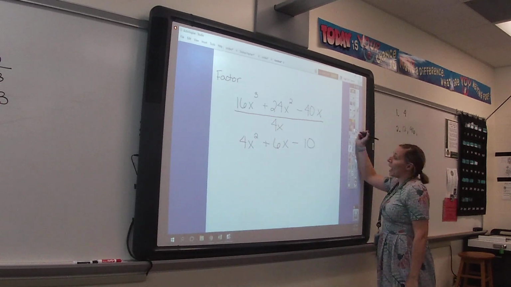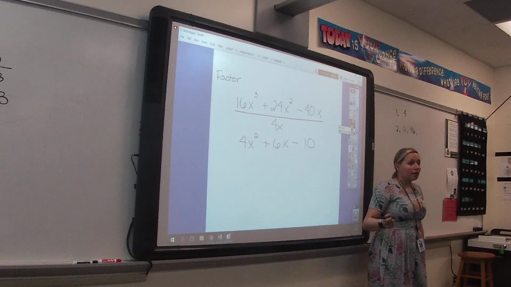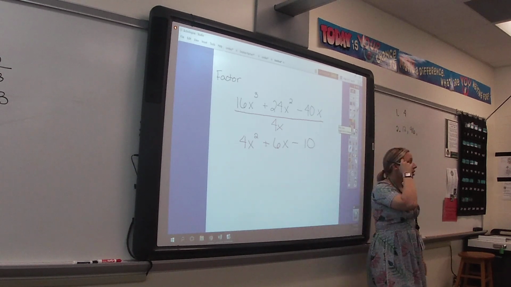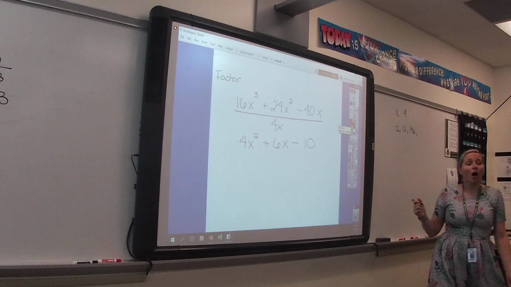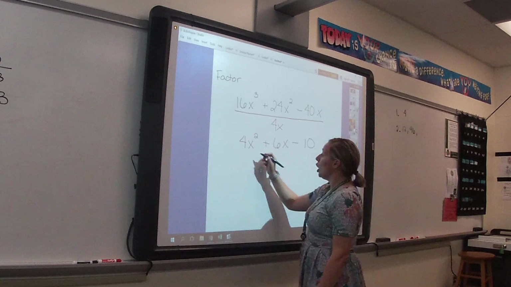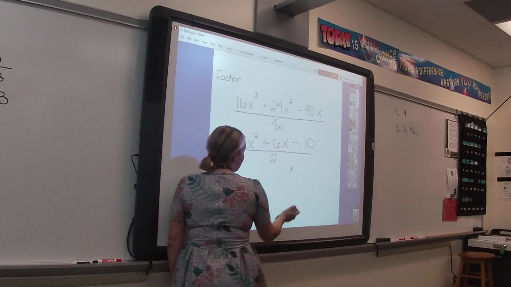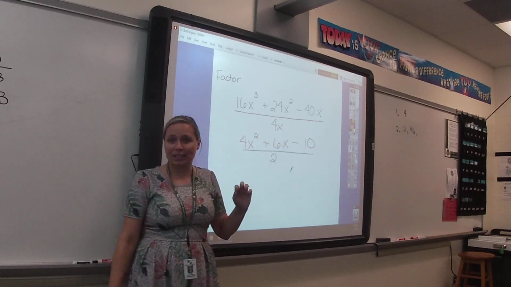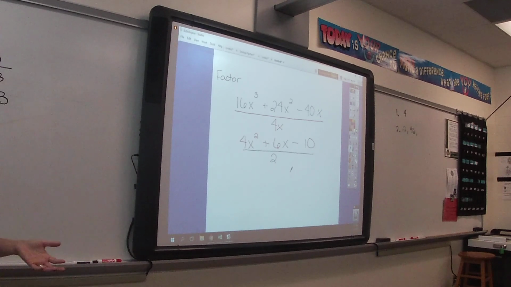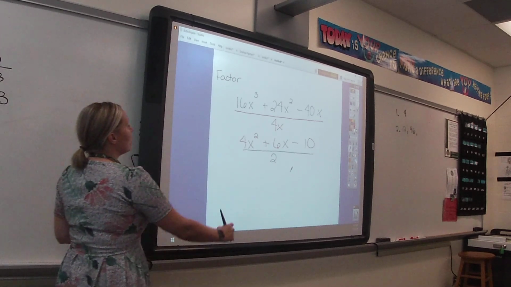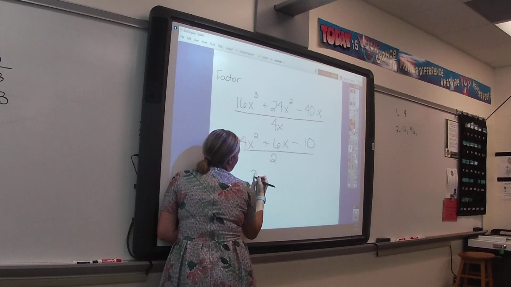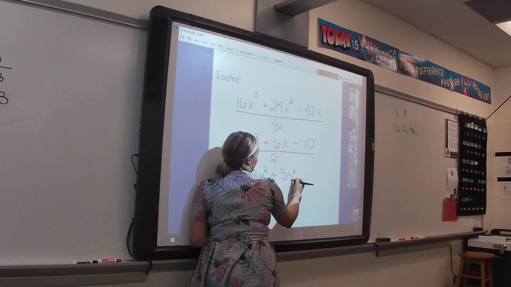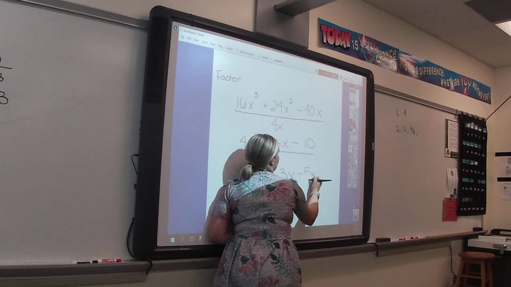So now I'm going to ask myself the question again. Is there anything that will go into 4, 6, and 10? 2. Do they all have the variable? No, so I cannot pull out an x at this point. As long as you do step 1 correctly with pulling out the lowest exponent, you should never have to pull out the variable again. So 4 divided by 2 is 2. 6 divided by 2 is 3. 10 divided by 2 is 5.